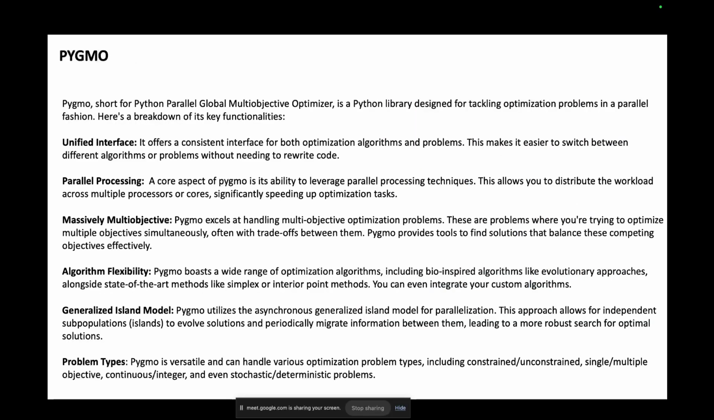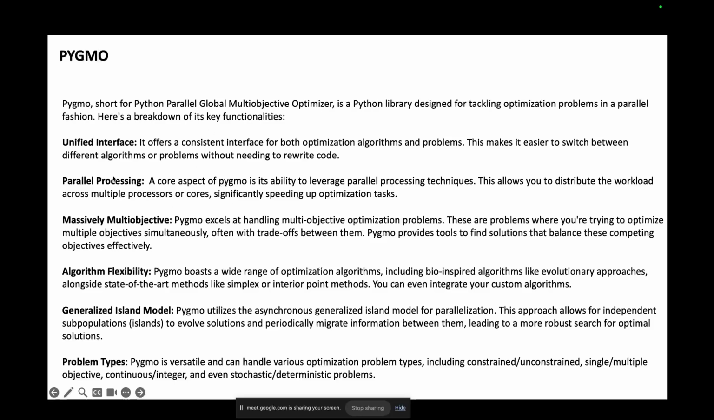So we'll just combine all of these into one thing, which is one algorithm. So that's this Pygmo algorithm. This stands for Python Parallel Global Multi-Objective Optimization. So this is a Python library. It is an optimizer: you give it a cost function and it will use techniques like this to optimize the problem and give you a perfect solution.